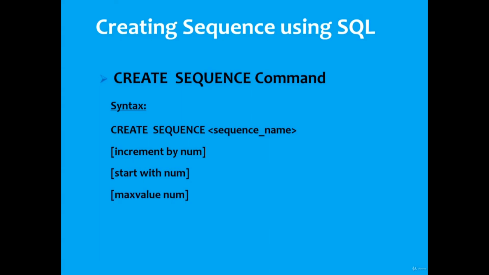Max value num. It specifies maximum value the sequence can generate. Min value num. It specifies minimum value of the sequence. Cycle or no cycle. It indicates repetition of sequence value from beginning. Cache or no cache. Cache specifies how many values sequence pre-allocates and keeps in memory for faster access.